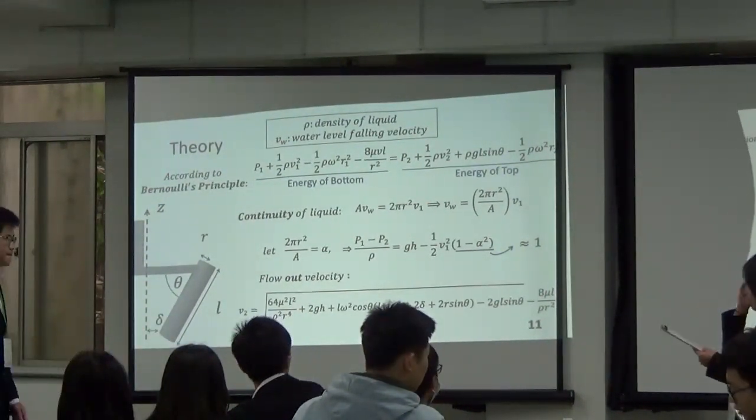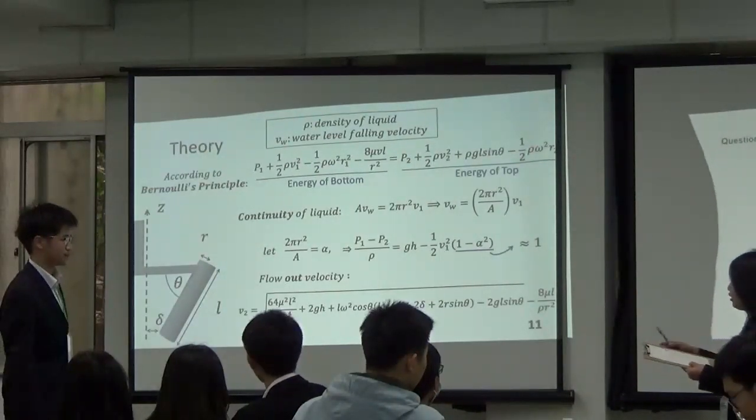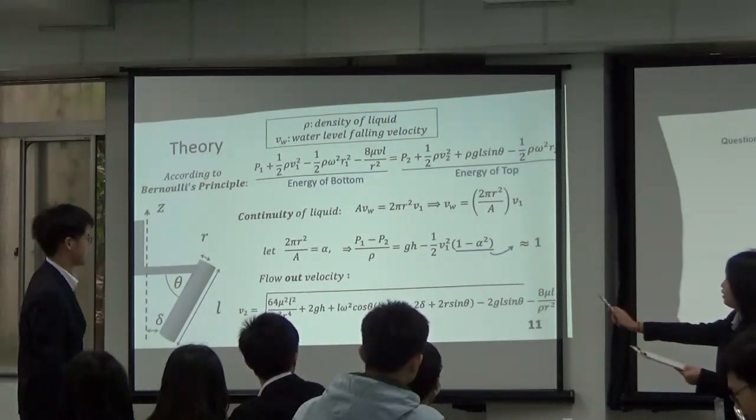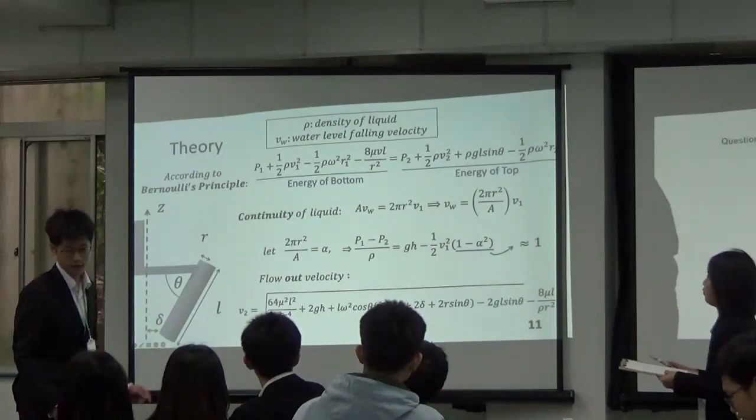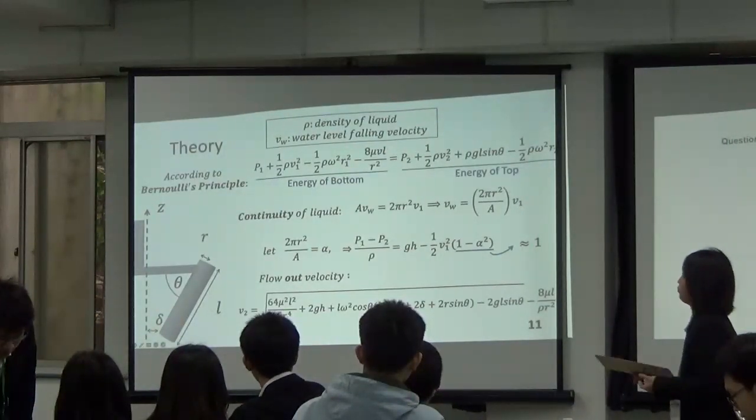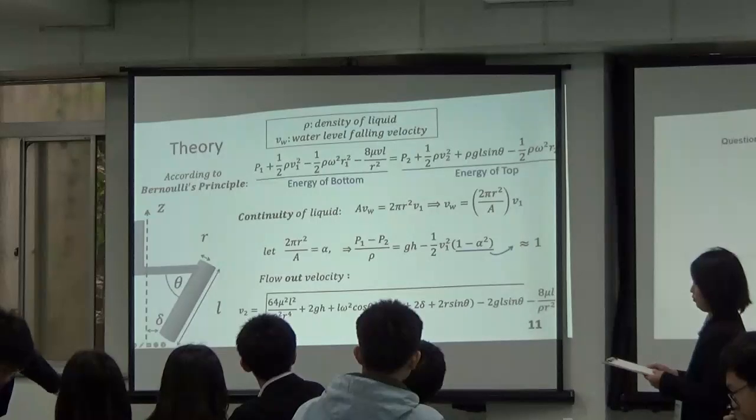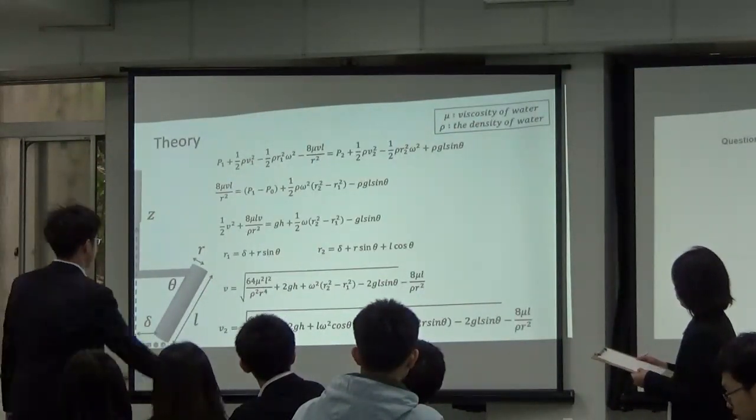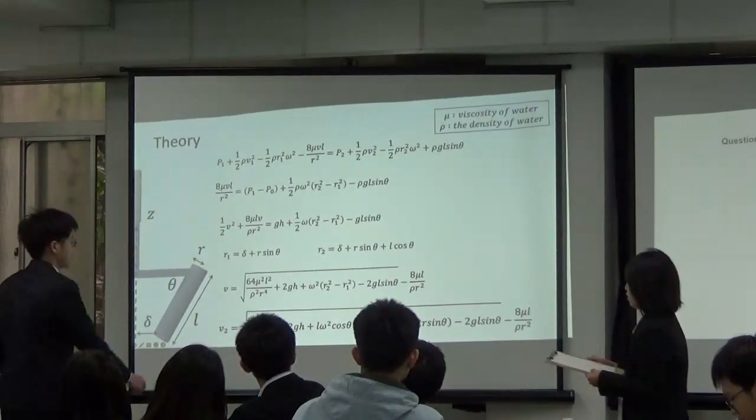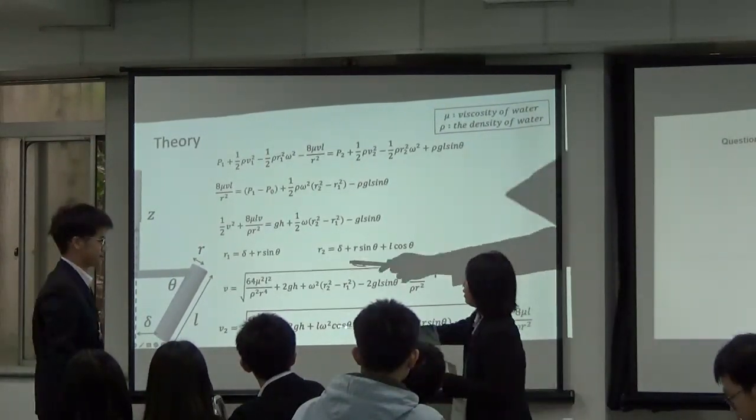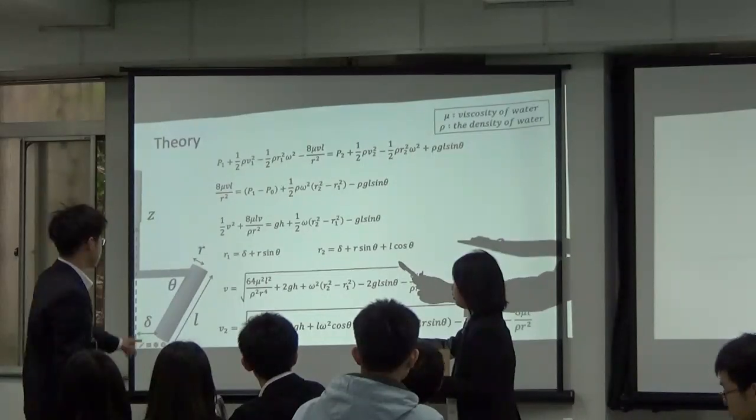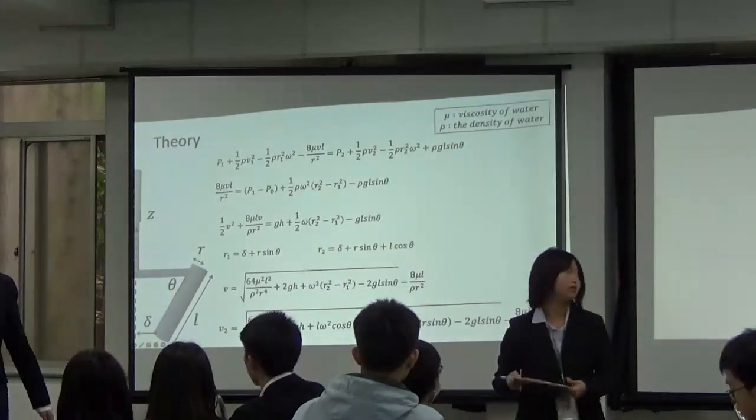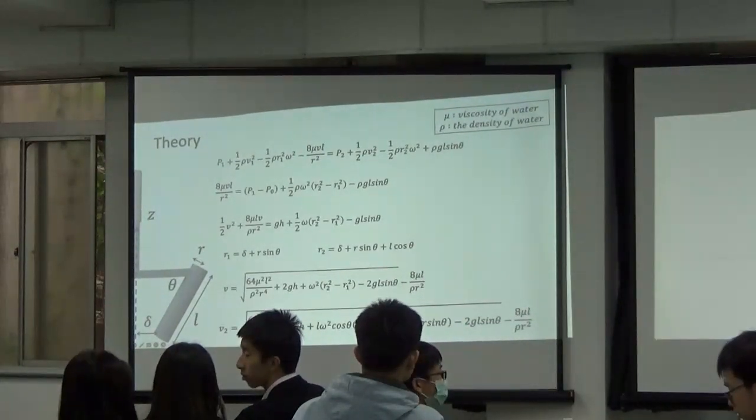Okay, and next, did you calculate the pressure at different positions in the straw? Yes, I considered the pressure at the top and the pressure at the bottom here. And here's the pressure here and the pressure here. So the pressure of the inlet part is bigger than the outlet. Okay. Sorry. Okay.